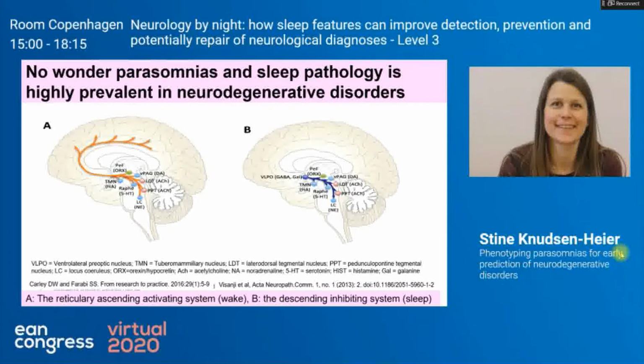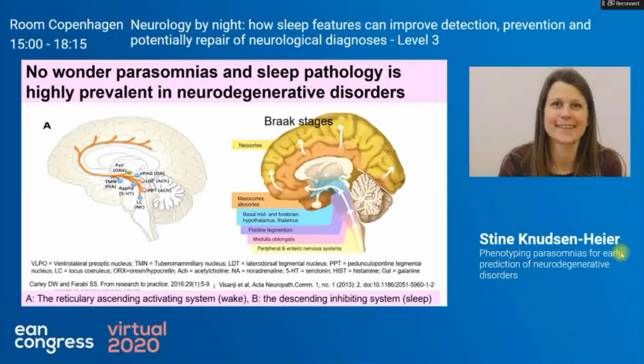Now, in a minute, I will show you why it's no wonder that parasomnias and sleep pathology is highly, highly prevalent in neurodegenerative disorders. Here again, I show you the location of the sleep and wake regulating nuclei in the brainstem and the midbrain here in humans. And here is a picture showing you the model of the Braak stages of, for example, Parkinson's disease, one of the major neurodegenerative disorders. And as you see, the neurodegeneration begins also in the brainstem and ascends up through the brainstem and the midbrain and further on to cortex. So in that way, at least in Parkinson's disease and in synucleinopathies, you can see that the neurodegeneration simply moves its way right through the sleep and wake regulating nuclei, or where they are located.